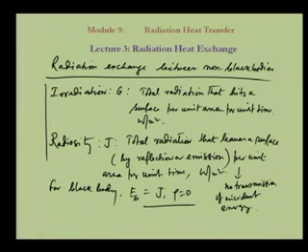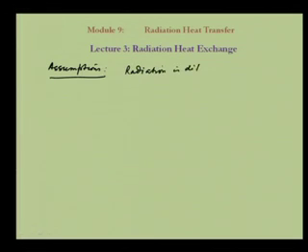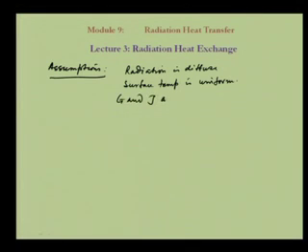Okay. Now, under this situation, we will assume some assumptions for this analysis. The radiation is diffuse, the surface temperature is uniform, and G and J are also uniform over the surface. So, these are the three assumptions that we are taking for this analysis.